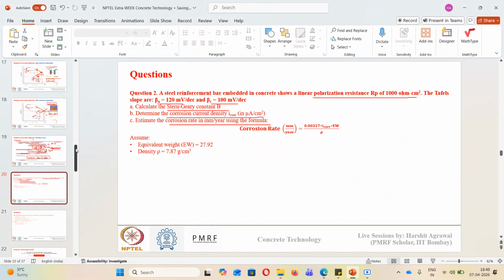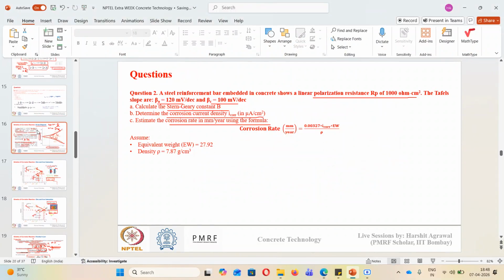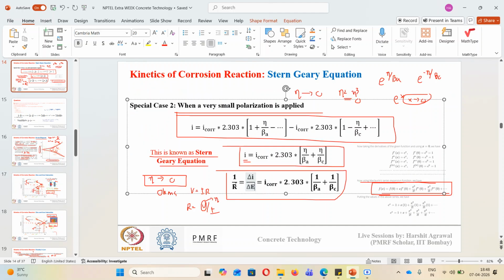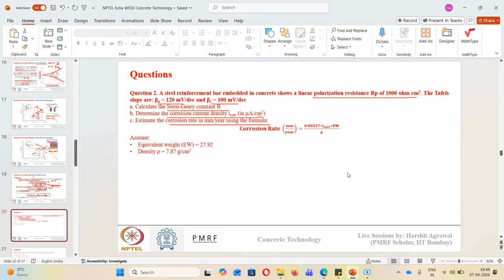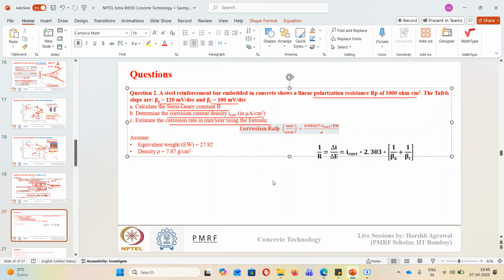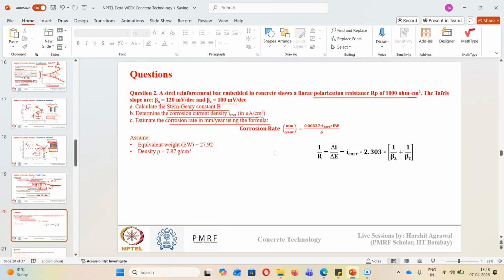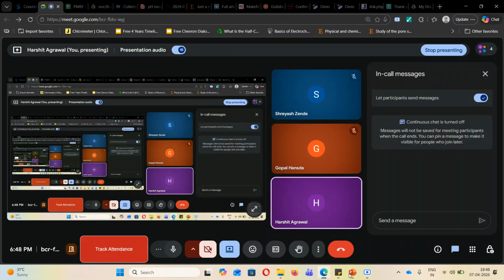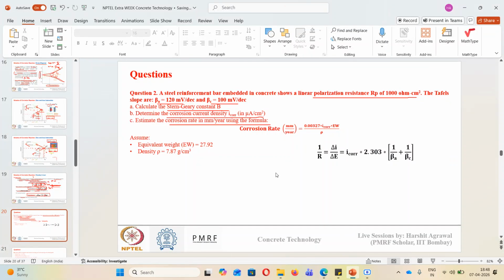I'll just paste the numerical relationships for you so that you can calculate. This is one relationship and the second relationship is given to you in the question. Using these two relationships, you need to answer all three parts. Just give this a try.